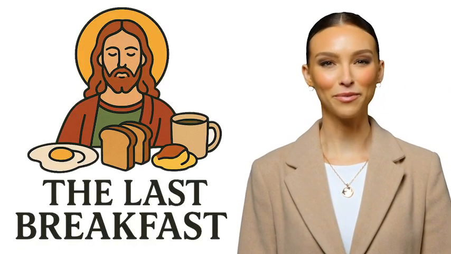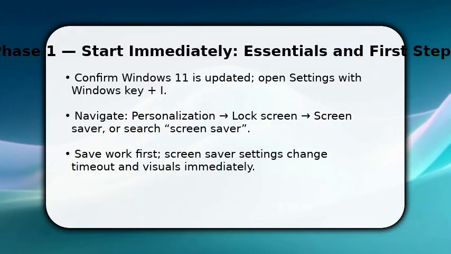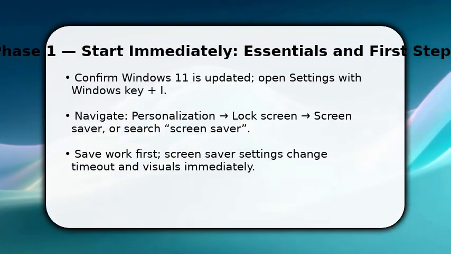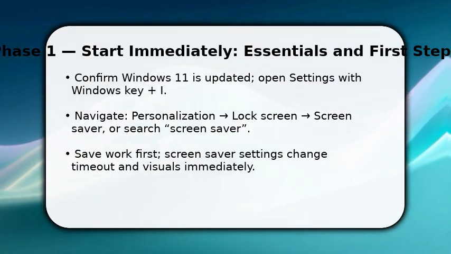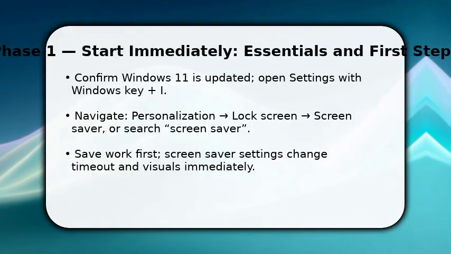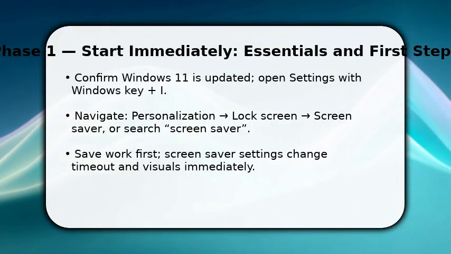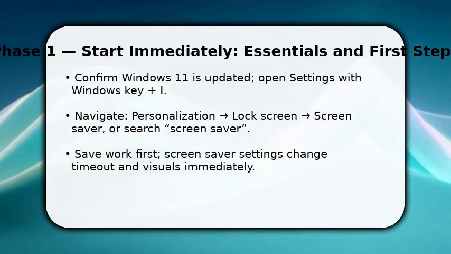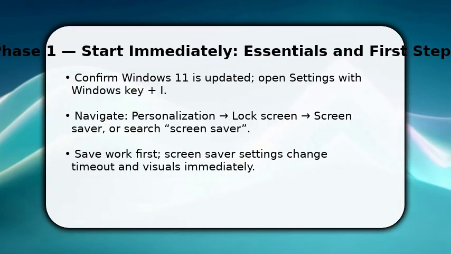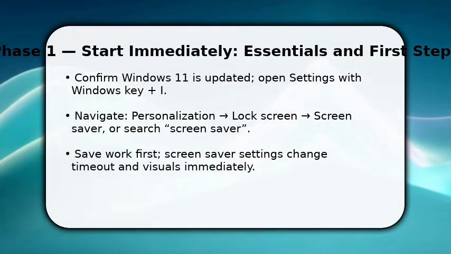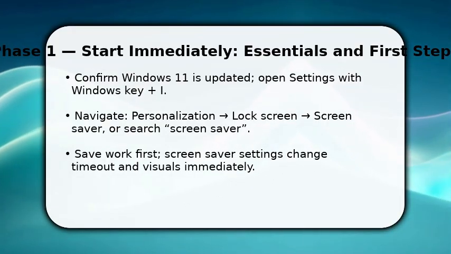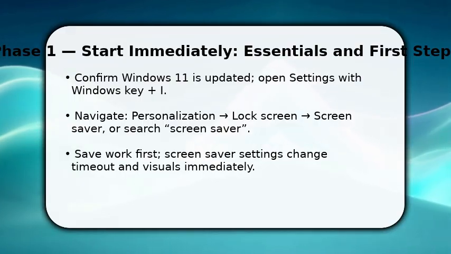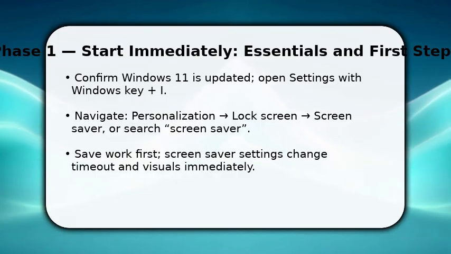Please enjoy the video. You'll first make sure your system is ready: update Windows and save any open work. Once done, press Windows key plus I to open Settings, because that's the fastest route. Then go to Personalization, choose Lock screen and click Screen saver, or simply type screensaver into the Settings search to jump straight there. This gets you to the control panel where you can pick a style and adjust timing. Make sure you can see the preview area before moving on.